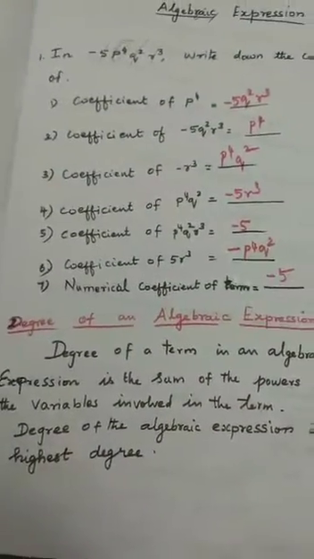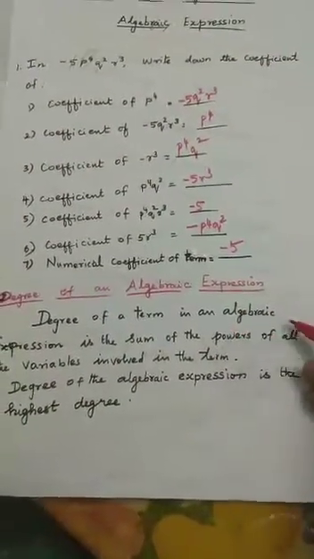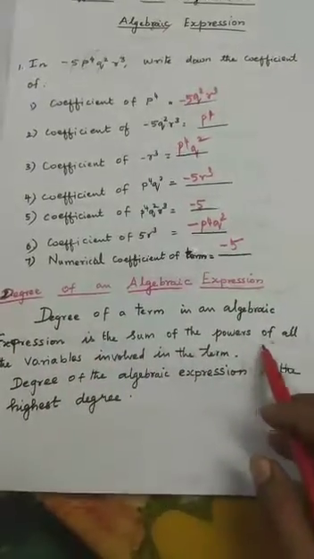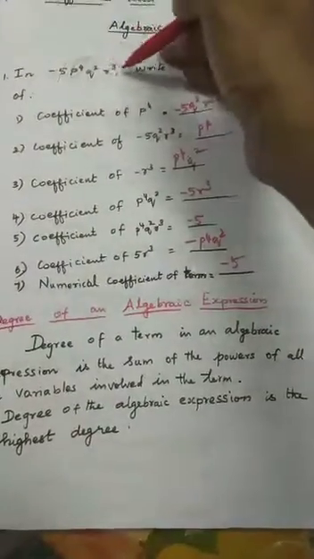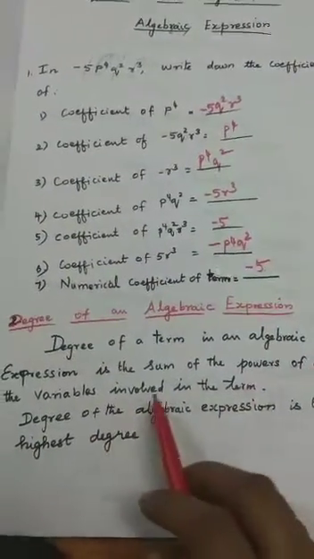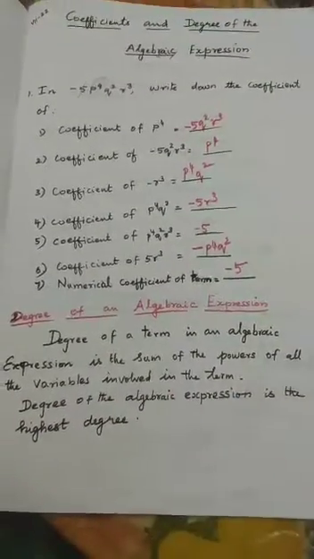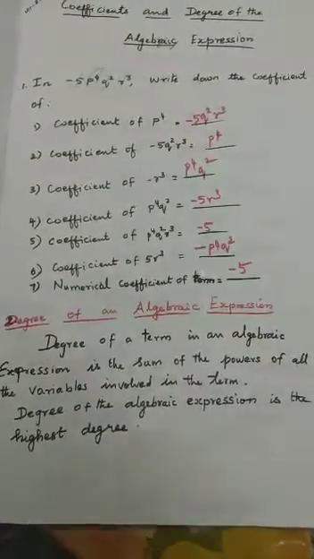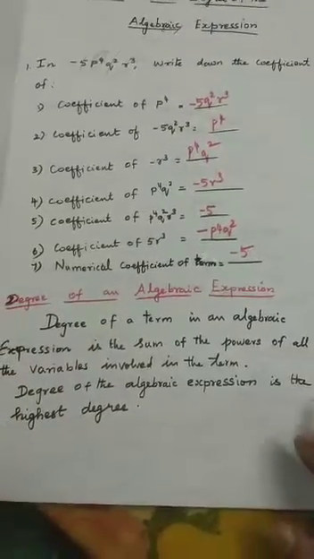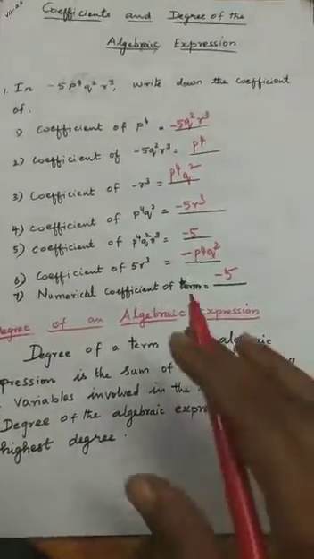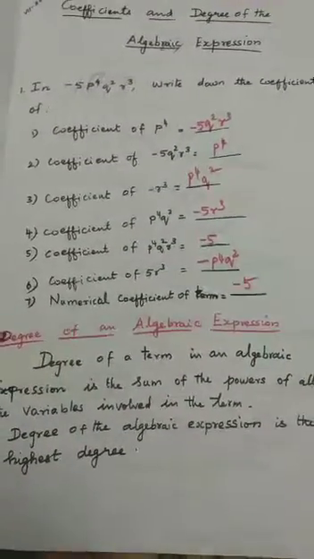Then next, degree of the algebraic expression. Degree of the term in an algebraic expression is the sum of the powers of all the variables. Here, all the powers of the variables given, we have to add. Sum of the powers of all the variables involved in the term. Then degree of the algebraic expression is the highest degree. You have to say which term has the highest degree. That is the degree of the polynomial.